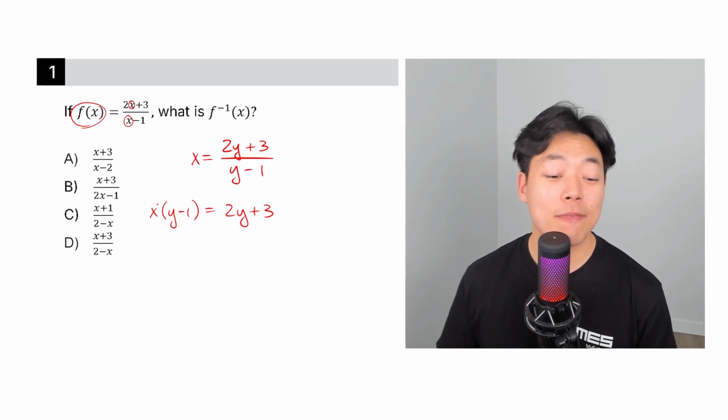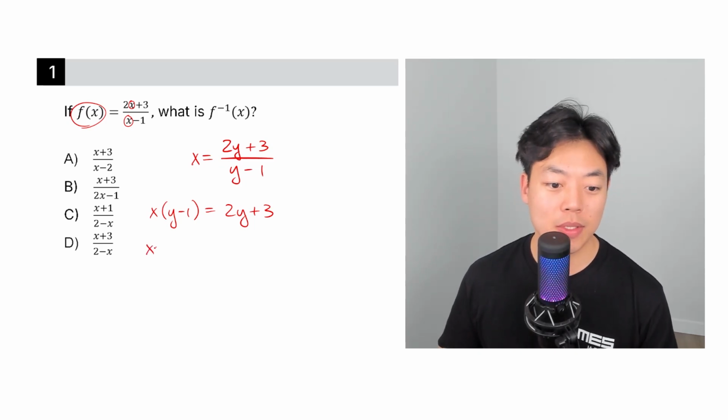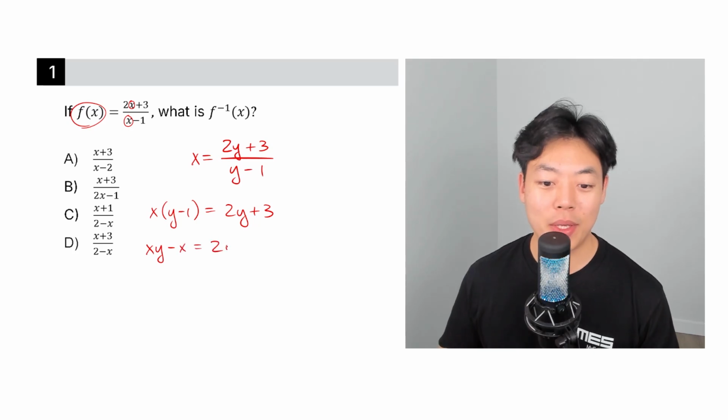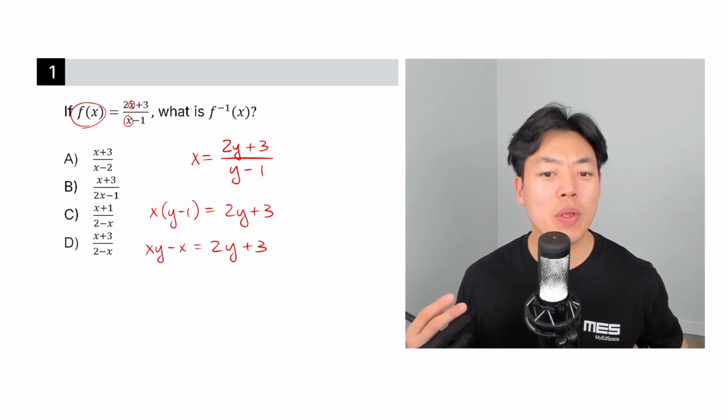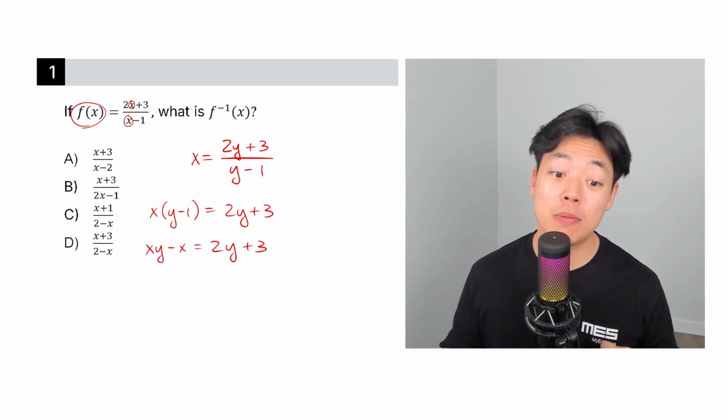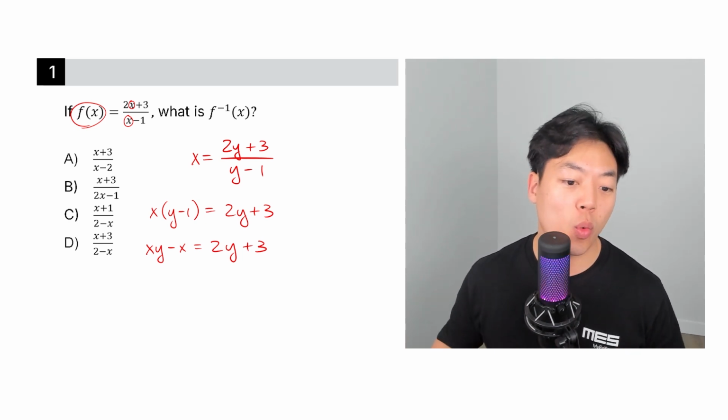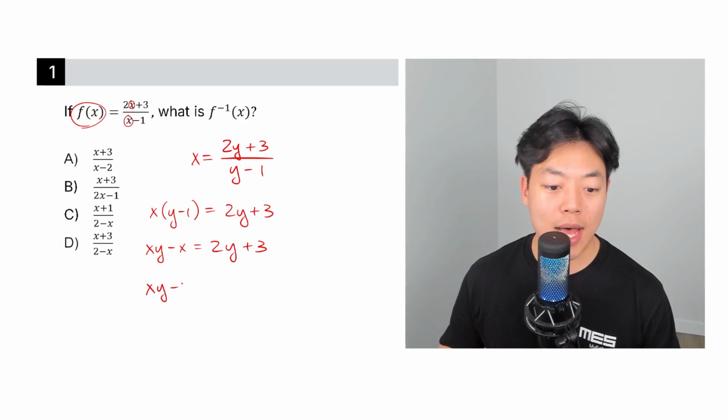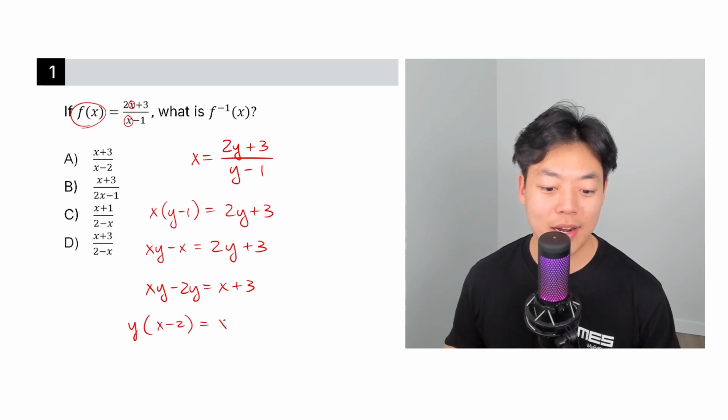Now let's distribute this x to both of these terms. xy minus x will be equal to 2y plus 3. And since we want just one y by itself, we're going to move all the y's we have to one side of the equation. So you have xy minus 2y is equal to x plus 3. Factor out the y, and we'll have x minus 2 here, and you can kind of see where this is going. After we divide both sides by x minus 2, we will have the inverse of f of x will be x plus 3 over x minus 2.